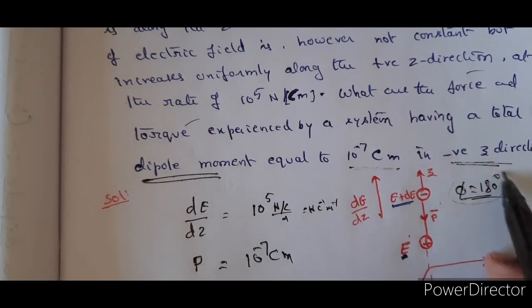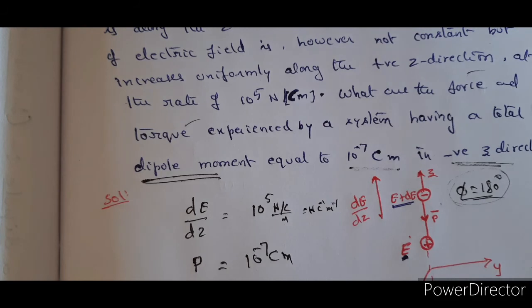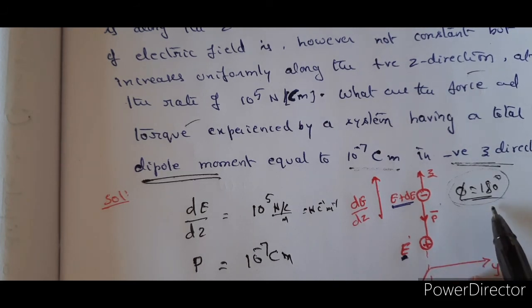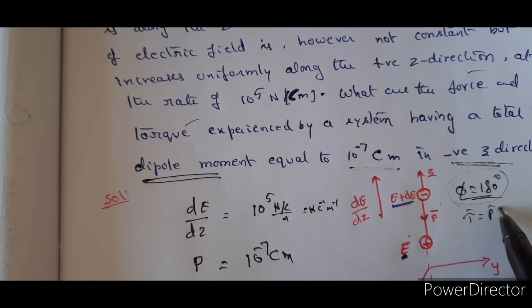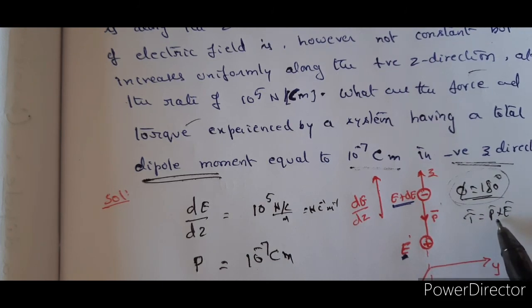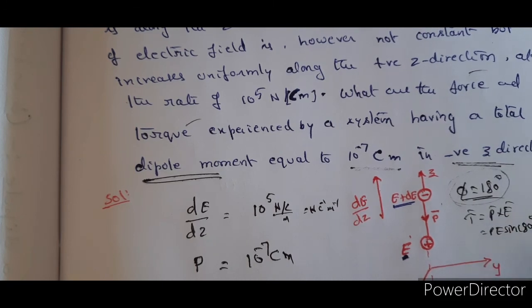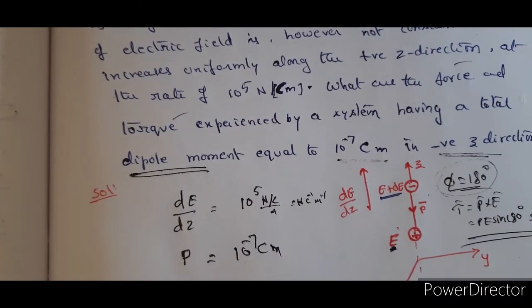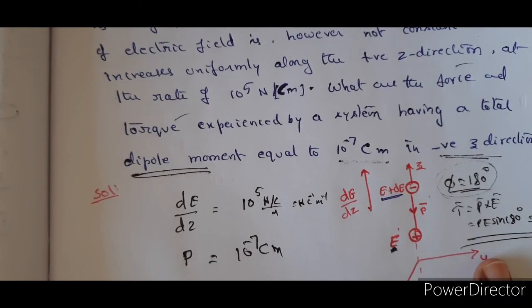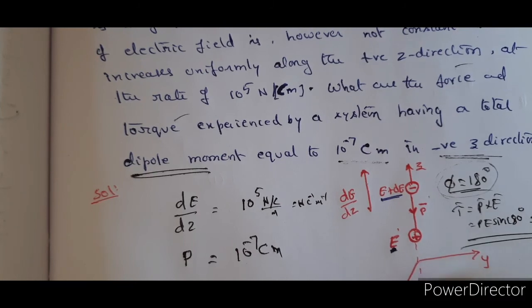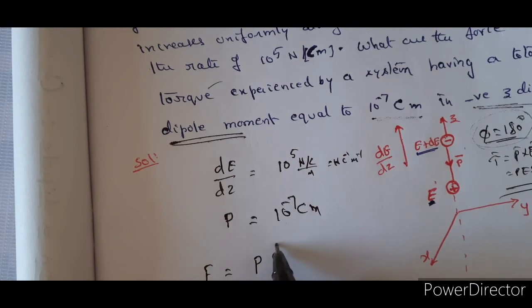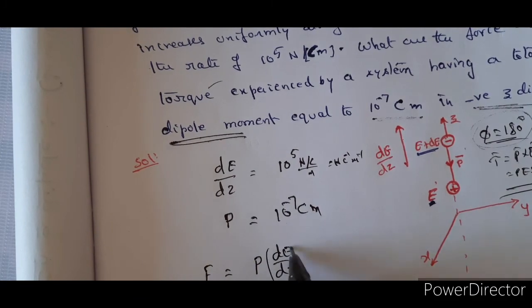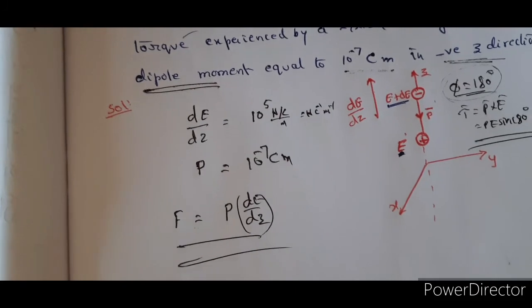Now torque, whether uniform field or non-uniform field, with phi equal to 180 degrees: torque tau bar is equal to P bar cross E bar, which is PE sine 180. Sine 180 is 0, therefore the torque is 0. Done, so easy to understand. Now the point is to find F. Just now we have seen F is equal to P into dE by dz.